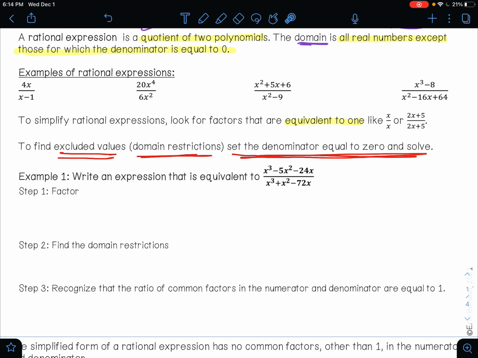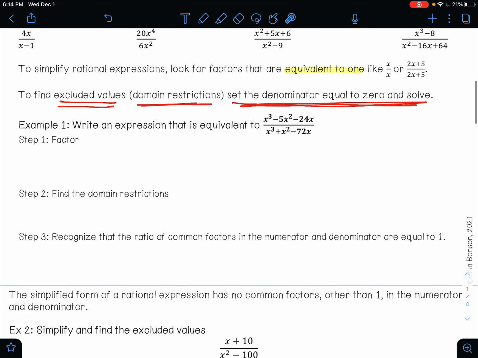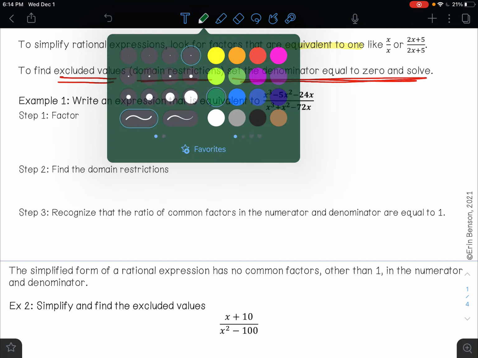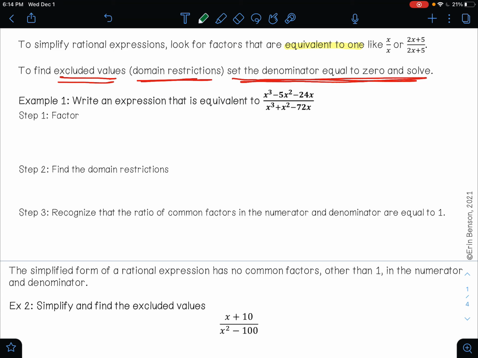Let's look and try example 1. Example 1 says write an expression that is equivalent to x cubed minus 5x squared minus 24x divided by x cubed plus x squared minus 72x. So the first thing that you always want to do, just like how it says here, is to factor. Whenever you're factoring, your first step is to always look for a GCF.